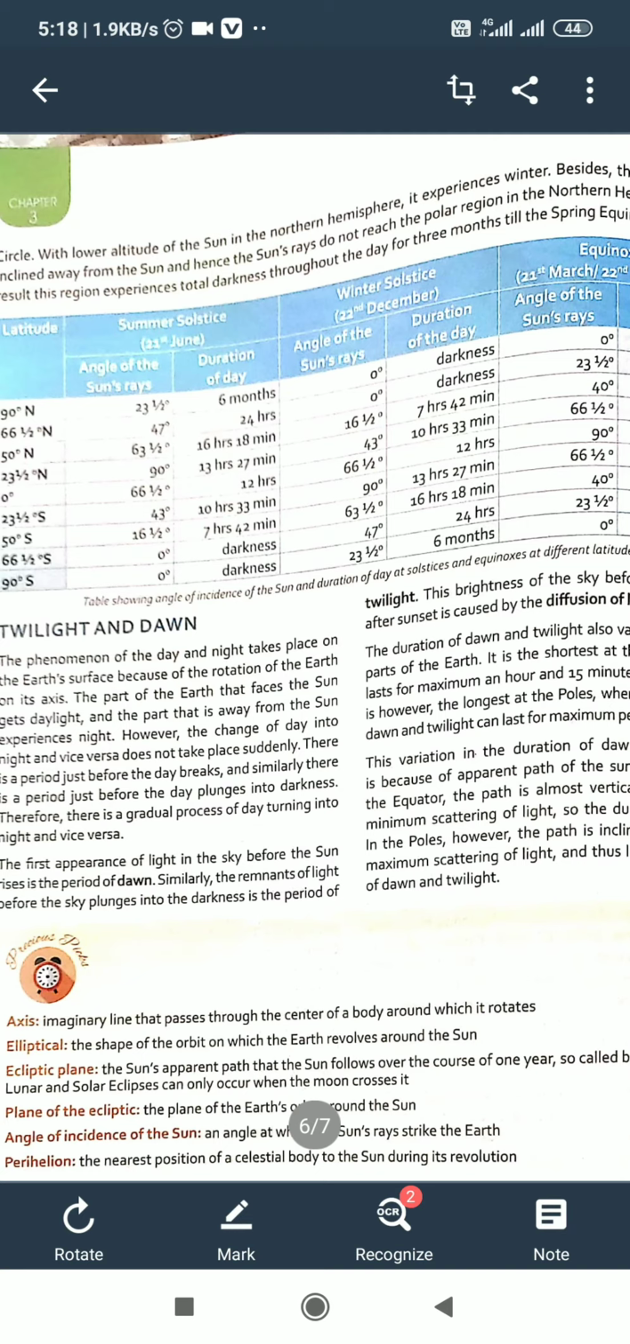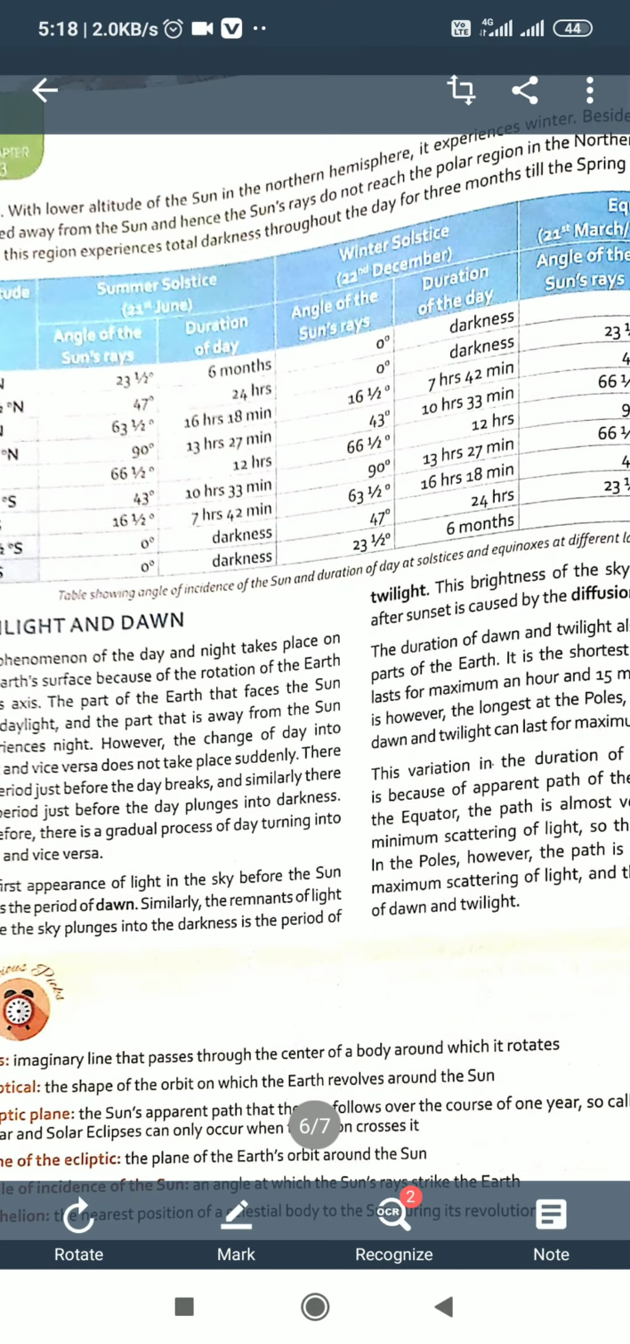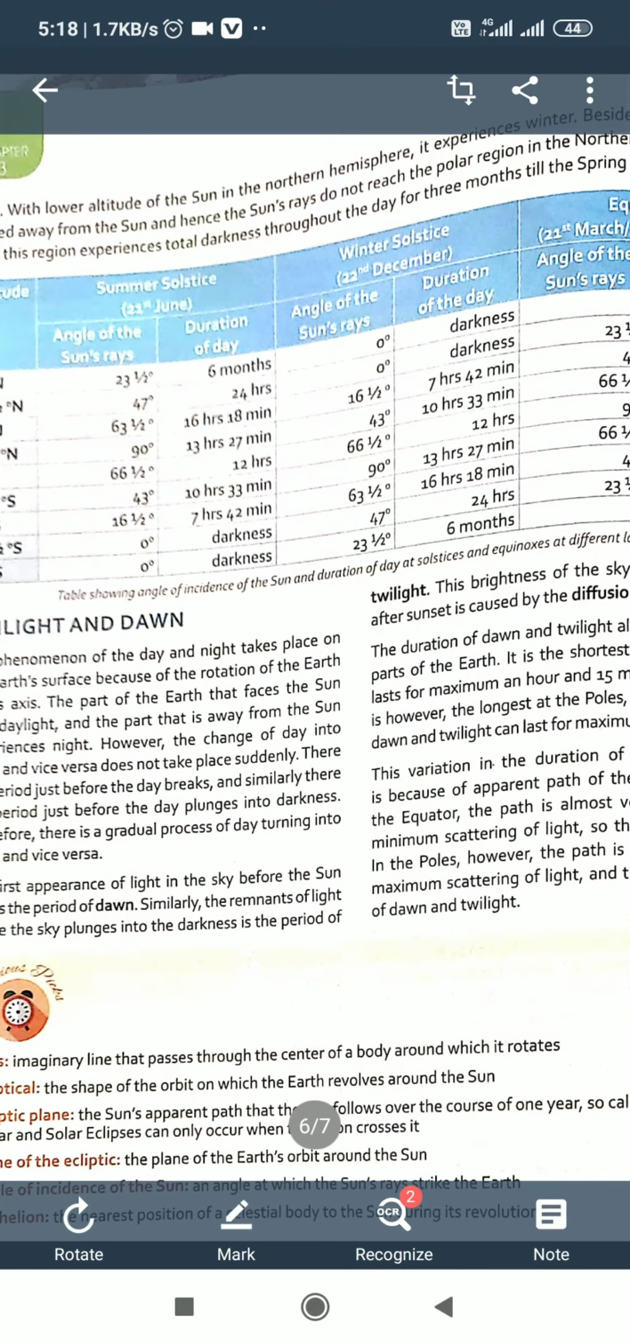That will happen on 22nd December. That is angle 0 degree and darkness. Angle of 0 degree, darkness; 16 1 by 2 degree, that's 7 hours 42 minutes. Same we can talk about 90 degree, 13 hours 27 minutes. 63 1 by 2 degree, that's 16 hours 18 minutes. And in the southern hemisphere 47 degree, 24 hours, and 23 1 by 2 degree, and 6 months of the duration of the day.